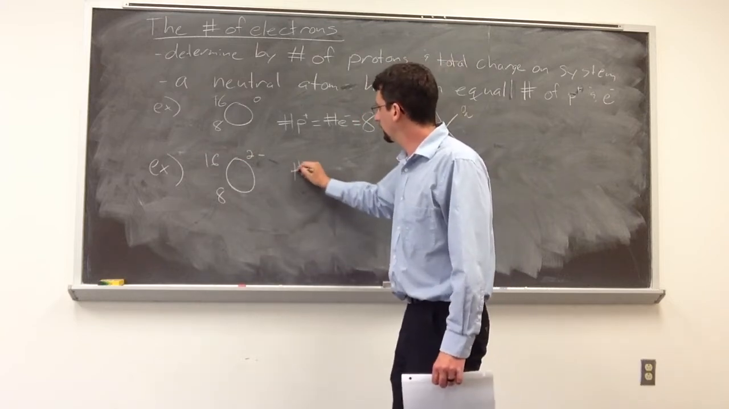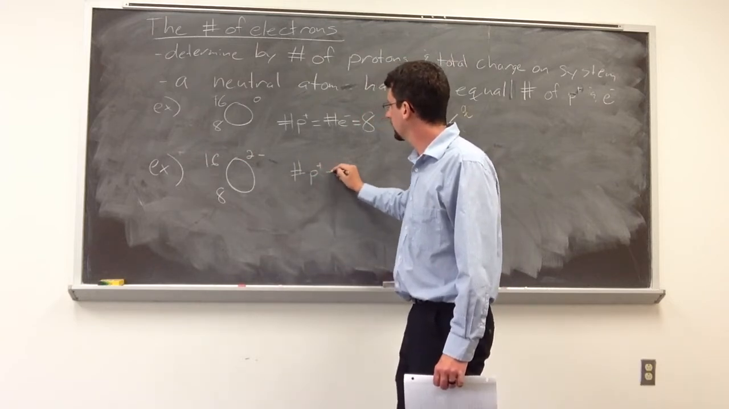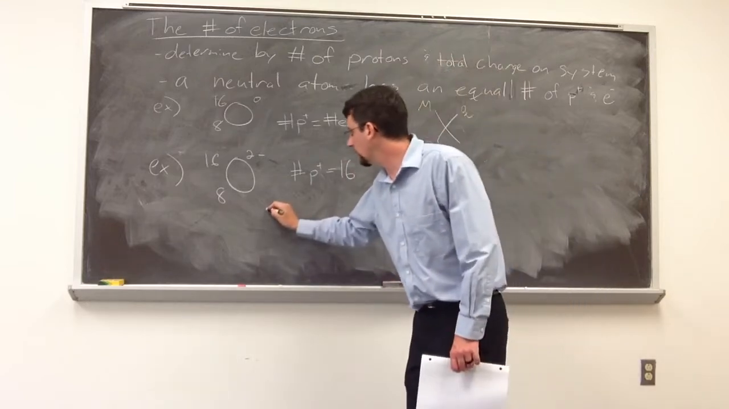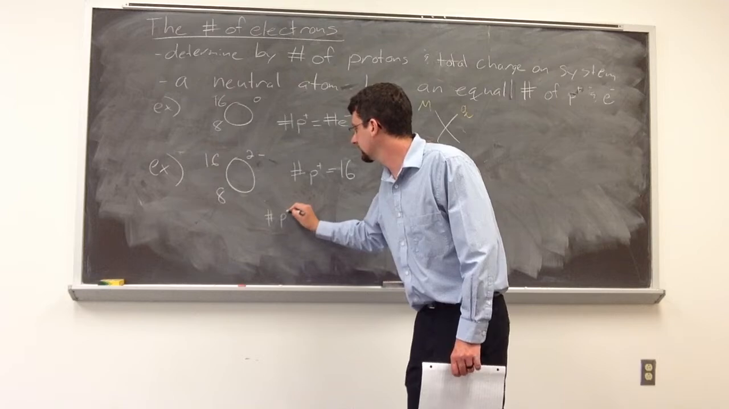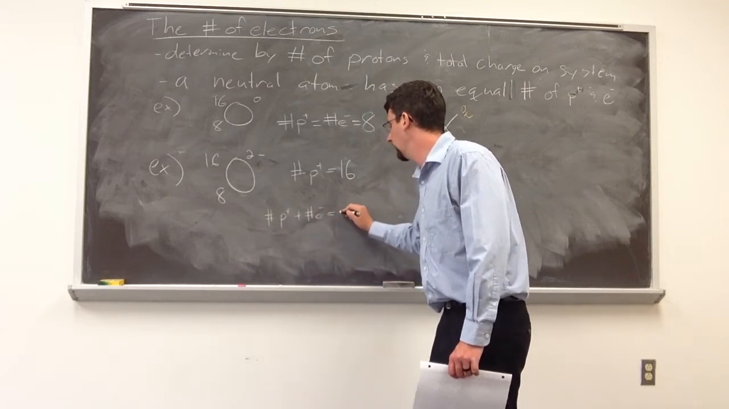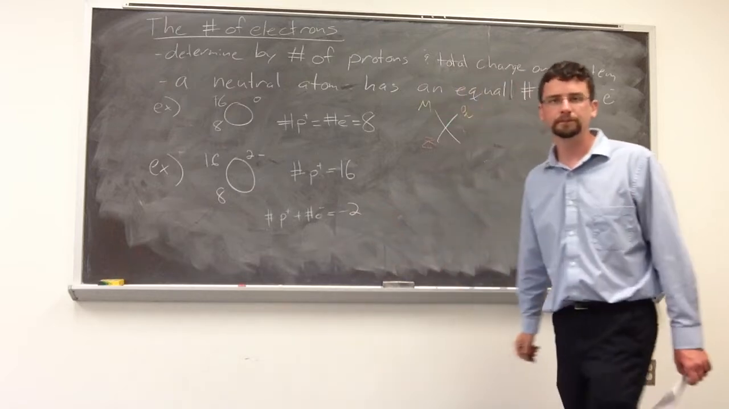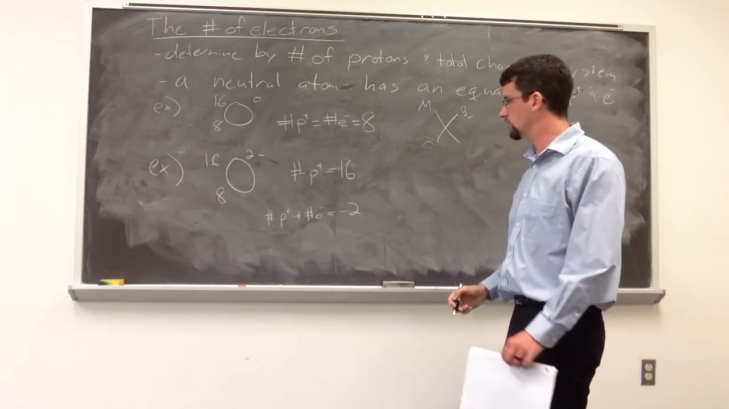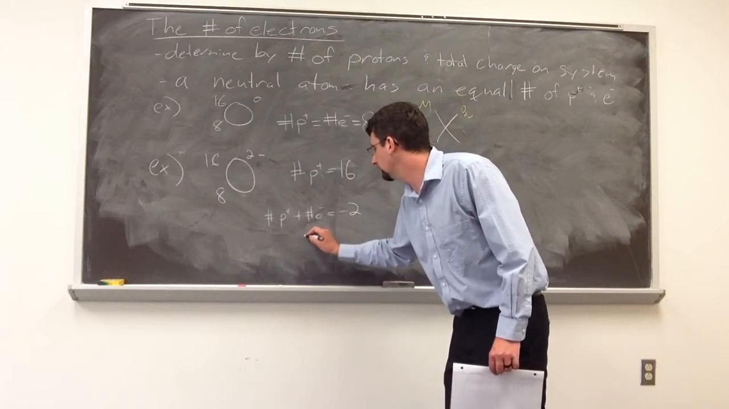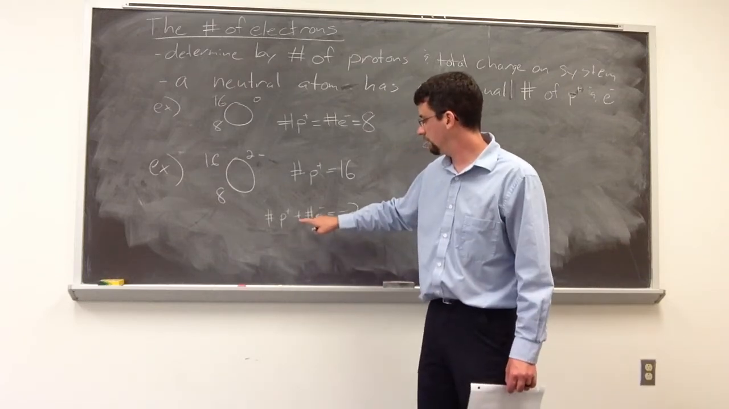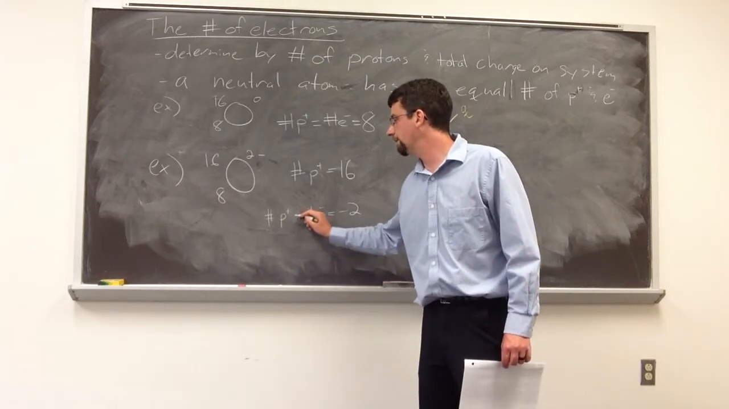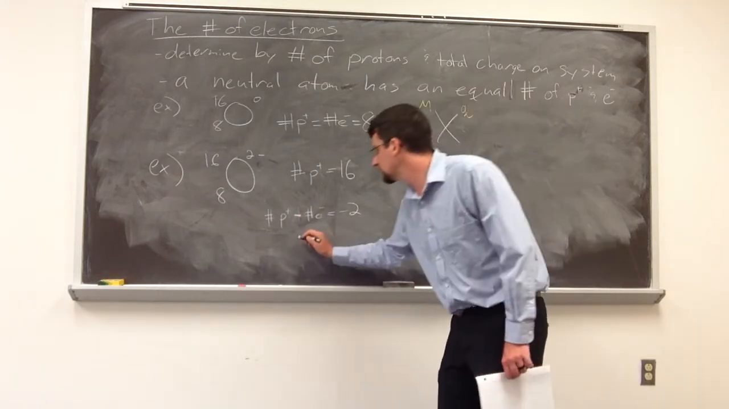We know our number of protons is equal to 16. And we also know number of protons plus number of electrons has to equal -2. Let's manipulate this equation around. Let's try and solve for number of electrons. So if we do that, oh, I'm sorry, this shouldn't be a plus here. This should be a minus.